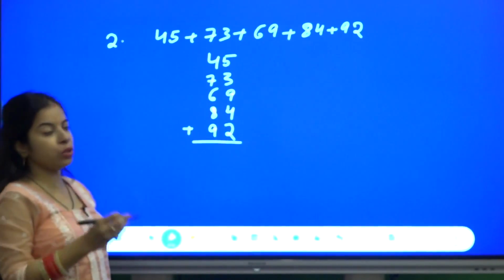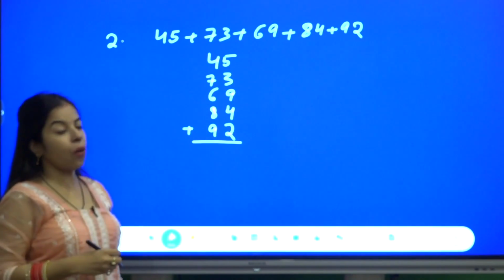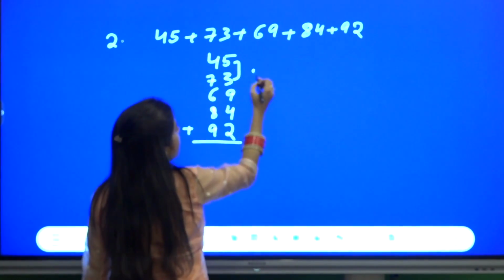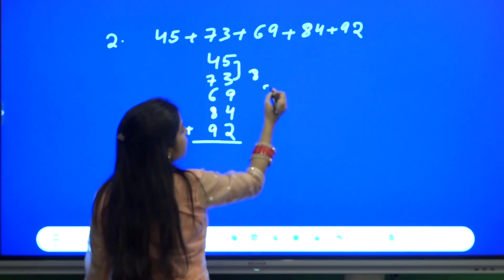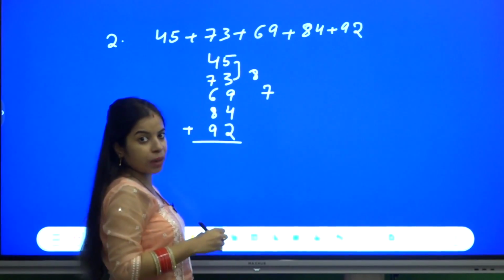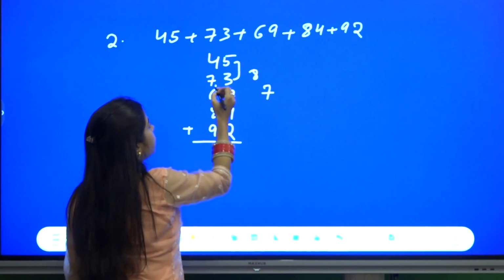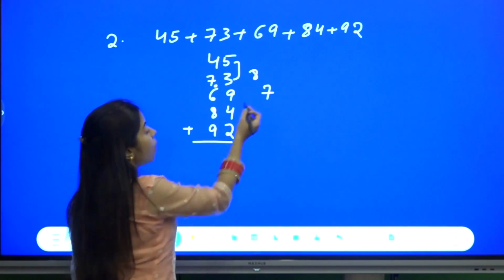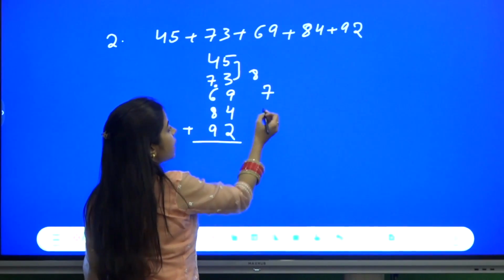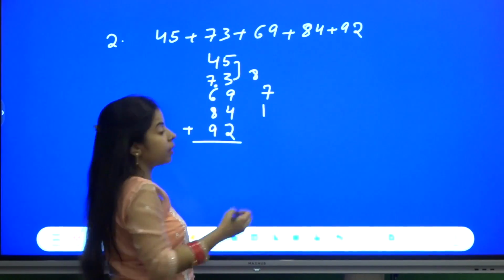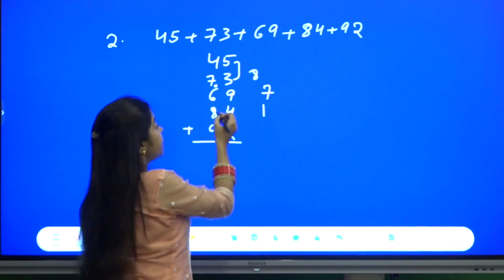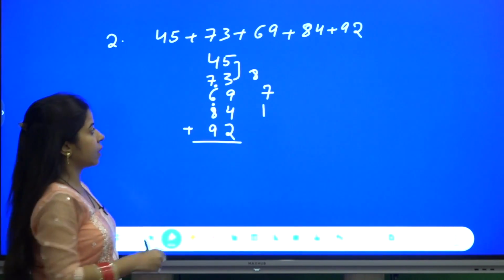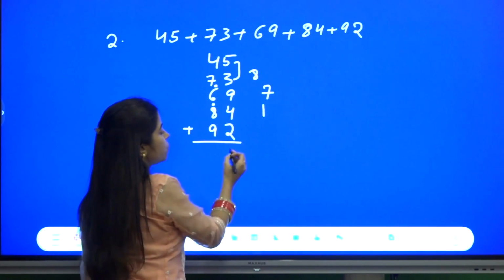Now, we are going to concentrate on the rightmost column. 5 plus 3 is 8, 8 plus 9 is 17. 7 will be written over here and 1 will be placed as a dot above 6. Now, next is 7 plus 4 is 11. 1 will be written over here and 1 at the 10th place will be placed as a dot above 8. And last is 1 plus 2 is 3.